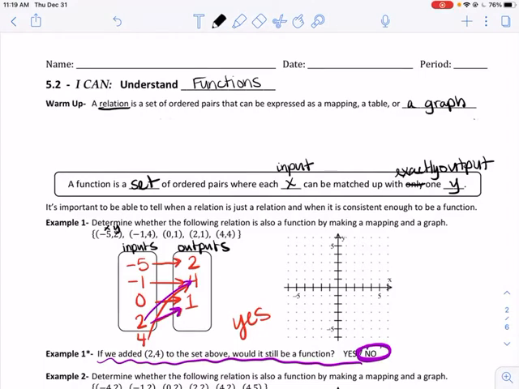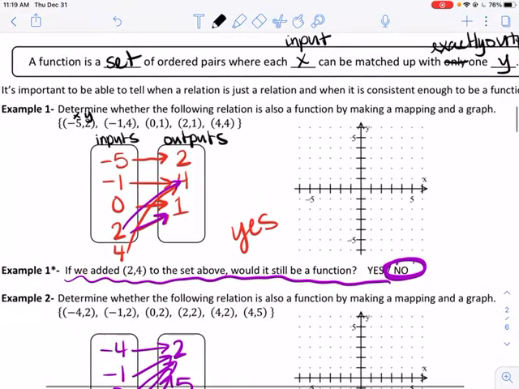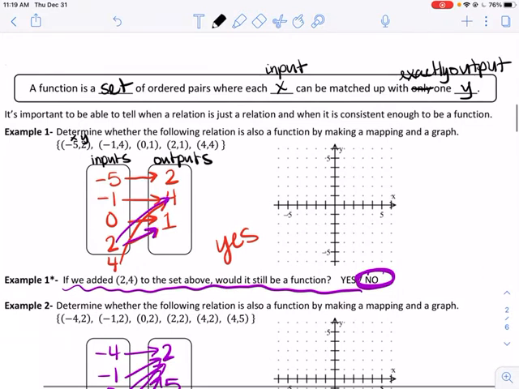This page may look familiar. In this video, we're going back to some old notes and finding out how you can tell if a relation is a function from a graph. We already found in this first example that this relation is a function. Just a reminder, a function has exactly one output for every input, or each x can be matched up with only one y.